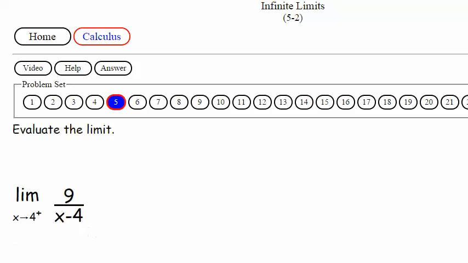So let's write that down. Everybody write it down. 9 over x minus 4. Okay, got it. Let's do it. We got the limit, the green limit, as x approaches 4 from the right hand side. Okay, and that's 9 over x minus 4.